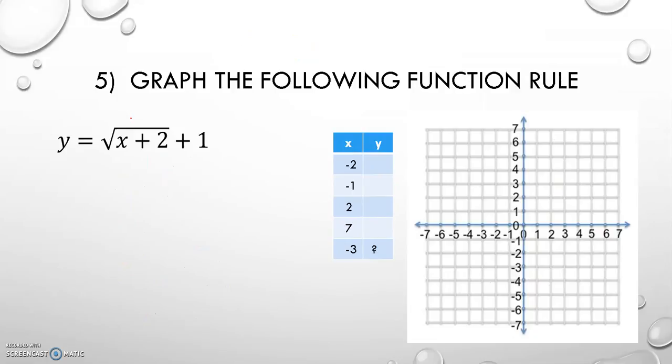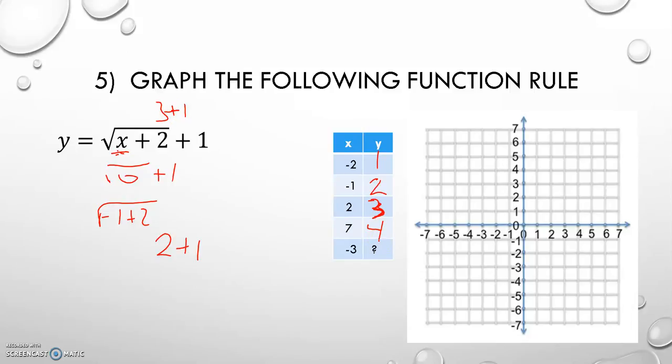If I were to take a look at this graph, and I start by plugging in negative 2, negative 2 plus 2 is 0. The square root of 0 is 0, plus 1 gives me 1. If I plug in negative 1, then the square root of negative 1 plus 2 is 1. Square root of 1 is 1, plus 1, this gives me 2. If I were to plug in 2 here, then 2 plus 2 is 4, and the square root of 4 is 2. 2 plus 1 is 3. And if I were to plug in 7, then 7 plus 2 is 9, the square root of 9 is 3, and 3 plus 1 is 4.